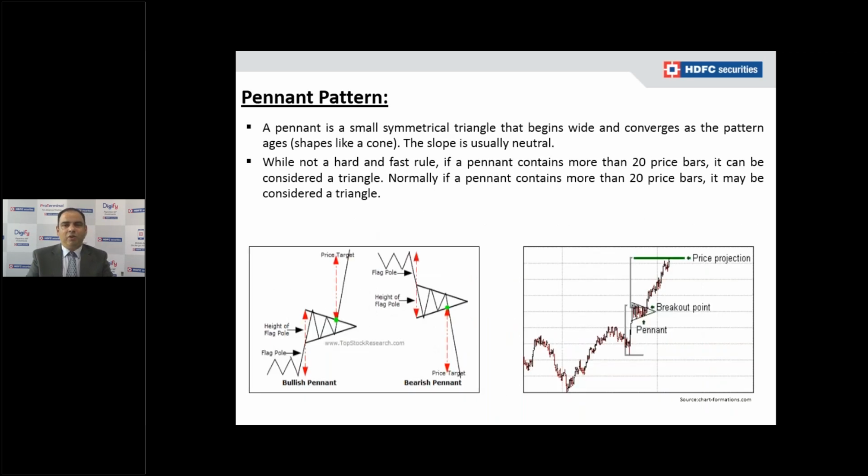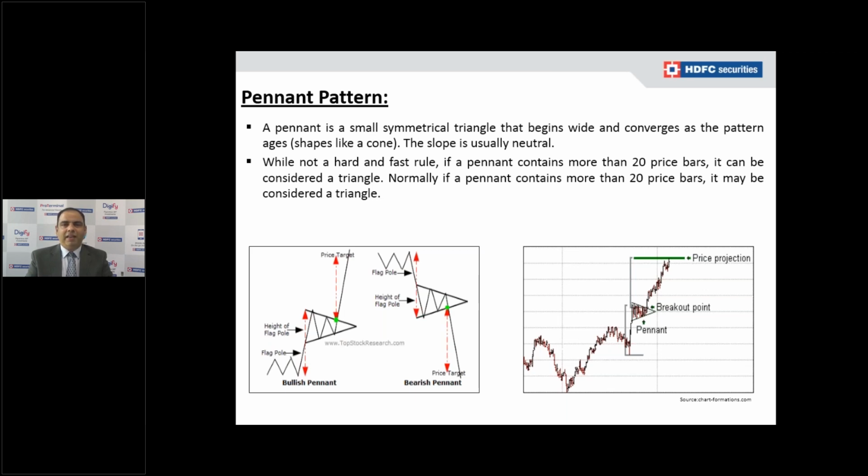Pennant pattern. Flags and pennants are almost similar, but in a flag the size will be a little bigger and a pennant will be smaller as compared to the flags. A pennant is a small symmetrical triangle that begins wide and converges at the edges, shaped like a cone, and the slope is very neutral. While not a hard and fast rule, if a pennant contains more than 20 bars, it is considered a triangle.